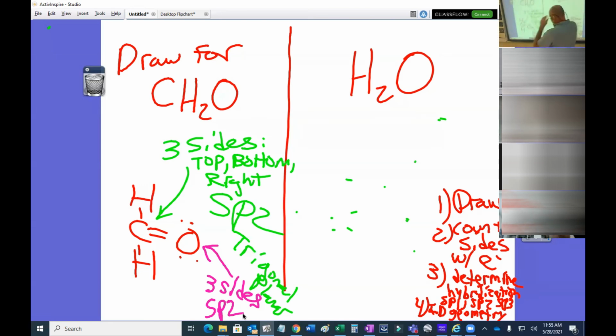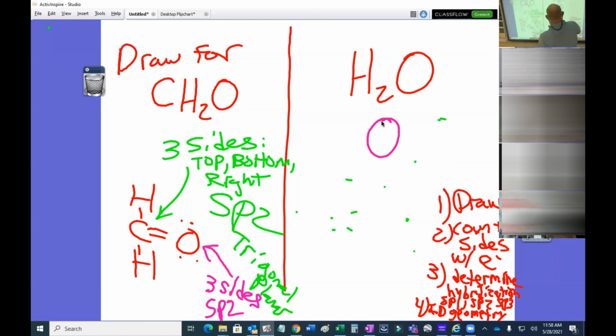Well, let's do water. Wait, so for that answer, we'd say that it's trigonal. Yeah, the molecule as a whole is trigonal planar because carbon is the central atom. If there were more things bonded onto the oxygen, you'd end up with a larger molecule, and you could say this one's trigonal planar, this one's bent.